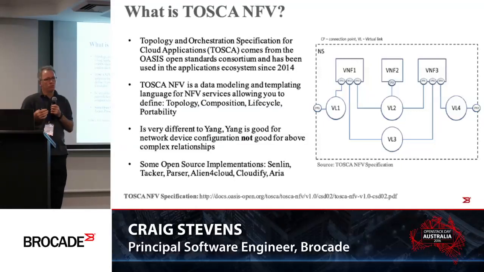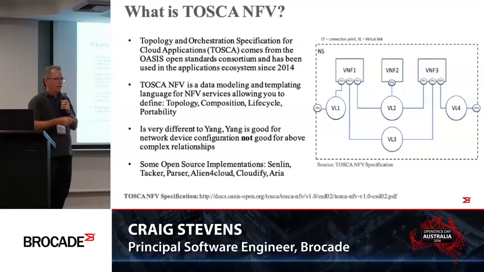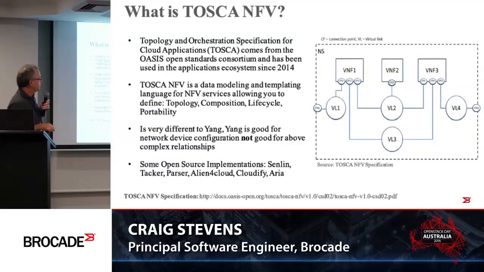TOSCA itself has been used to do application modeling for a long time now. And only recently we've seen an NFV profile which will allow us to do it for NFV services. So you can see there the diagram on the right. The way TOSCA works, it has a number of nodes. So here we've got these VNFs, and these links between the VNFs are called virtual links, and then on the end of the virtual links are connection points. So using this very simple terminology, we can define our VNFs, we can define the virtual links between them, and then over the top of this, we put a forwarding graph. It's probably a two-hour conversation, but at a very high level, this allows us to define our services.